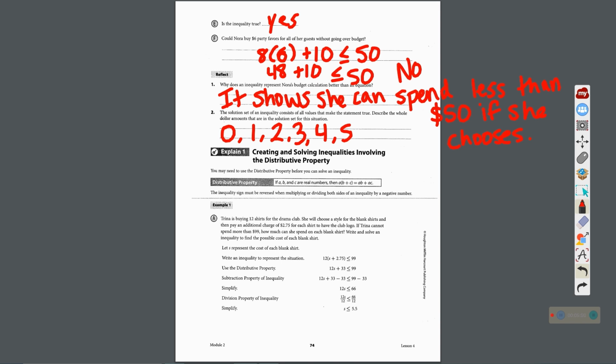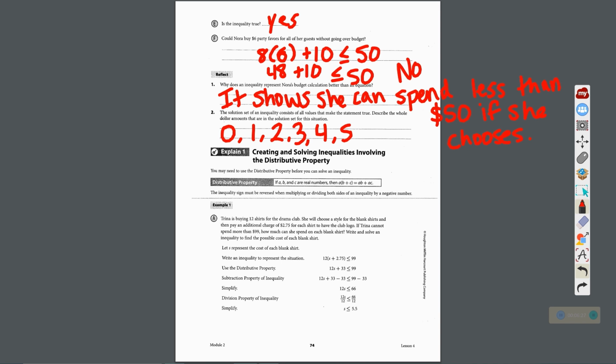Example 1. Trina is buying 12 shirts for the drama club, and she will choose a style for the blank shirts and then pay an additional charge of $2.75 for each shirt to have the club logo. If Trina cannot spend more than $99, how much can she spend on each blank shirt? Write and solve an inequality to find the possible cost of each blank shirt.